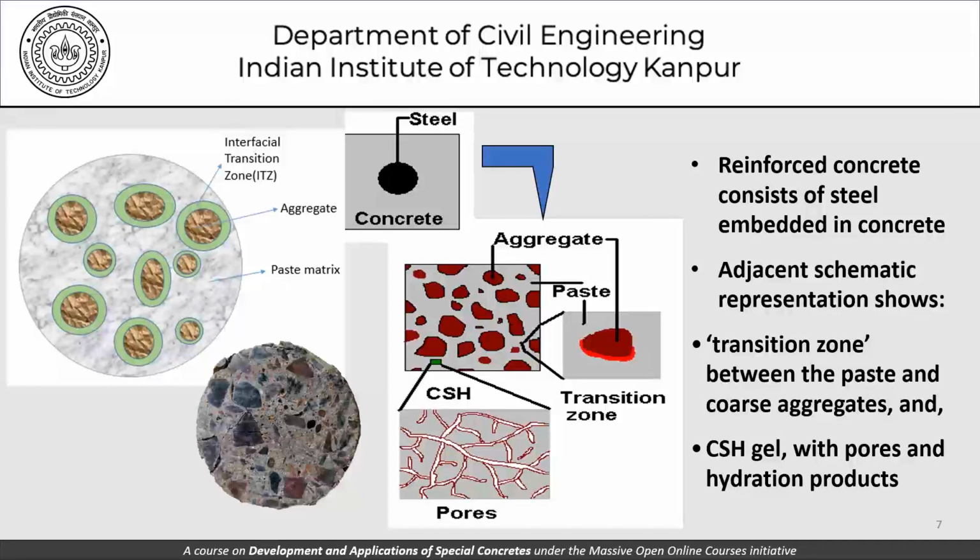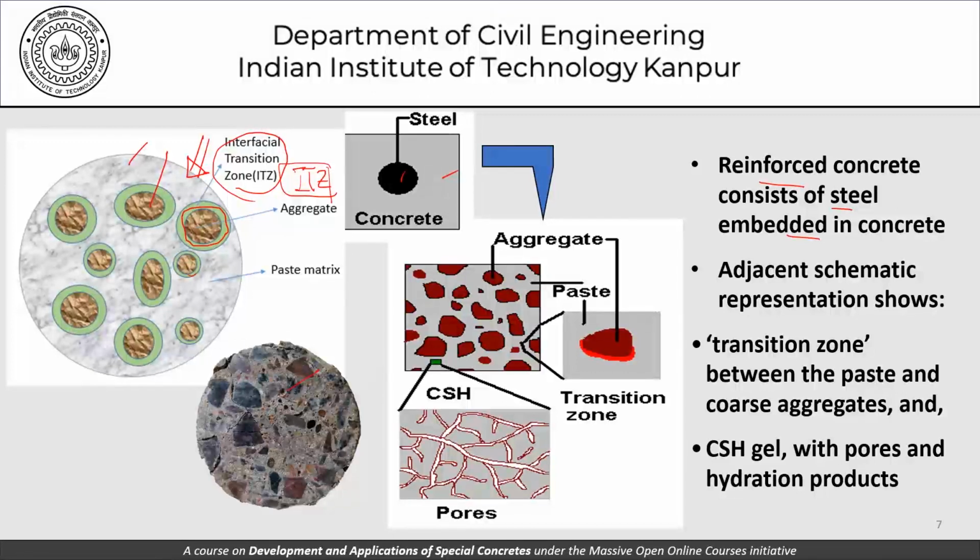Carrying our thought process further, reinforced concrete consists of steel embedded in concrete. So this is the steel bar, this is the concrete around it. This concrete looks like this, which we say can be modeled something like this. Now what I've introduced here, apart from the mortar and the coarse aggregate, is this green zone around these aggregates, and that is called the interfacial or intermediate transition zone, the ITZ.